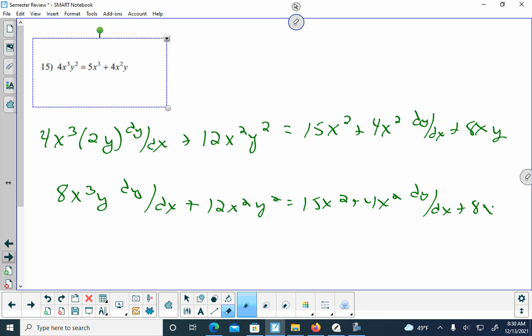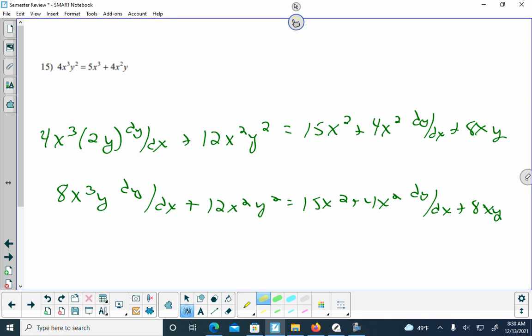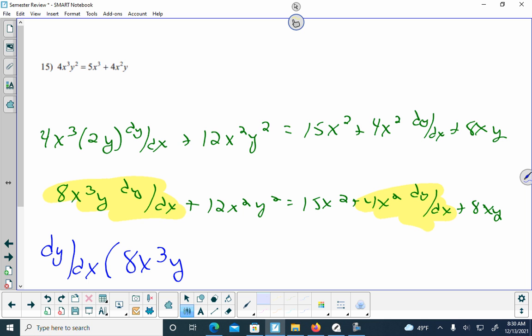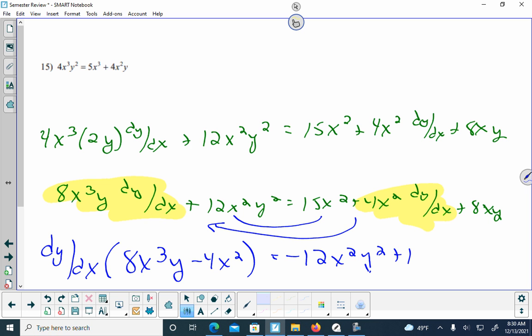And then I don't know if you're a highlighting person or what, but anything with the dy dx, I'm going to take to the left side. Anything that does not have the dy dx is going to go over to the right side. So on the left side, I'm going to have dy dx, and then I'm going to have this 8x cubed y. And then I'm bringing this over to this side, so I'm going to do minus 4x squared. That's everything with the dy dx. This is going over here, so negative 12x squared y squared plus 15x squared plus 8xy.